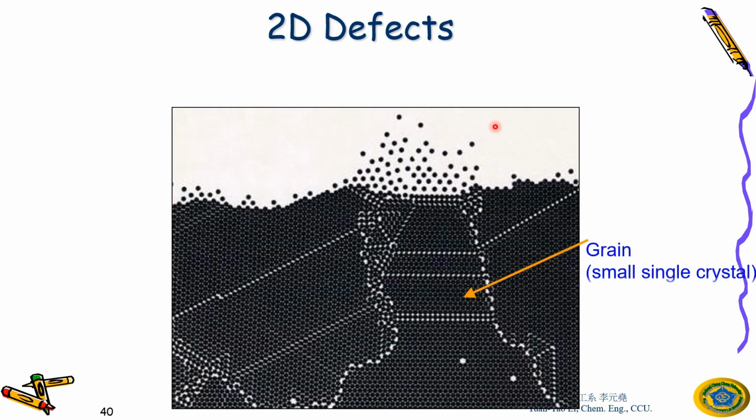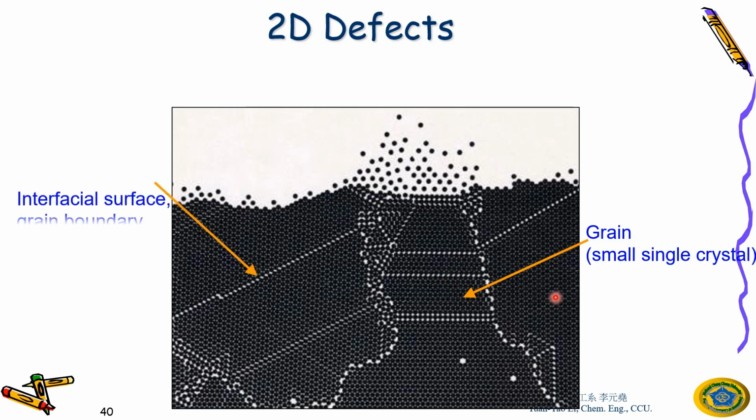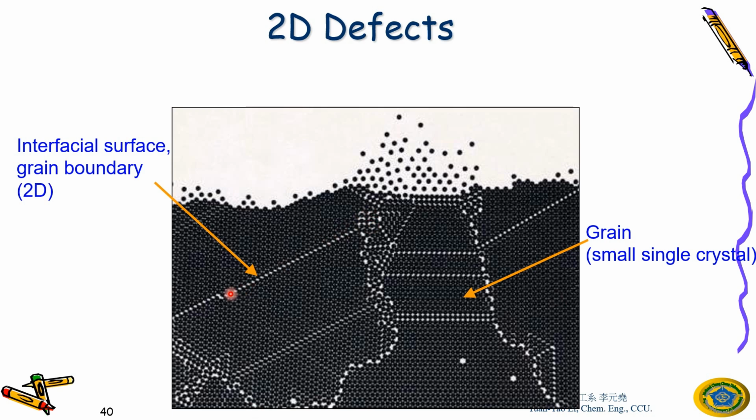This one, as you can see, is called a grain, right? If you have this very pretty crystal here, this is what we call a grain. A small single crystal, and this is a big crystal if you compare it to this one. Then you can see a line here, which is an interfacial surface, the grain boundary. Remember, we introduced grain boundaries before. This is a two-dimensional grain boundary.